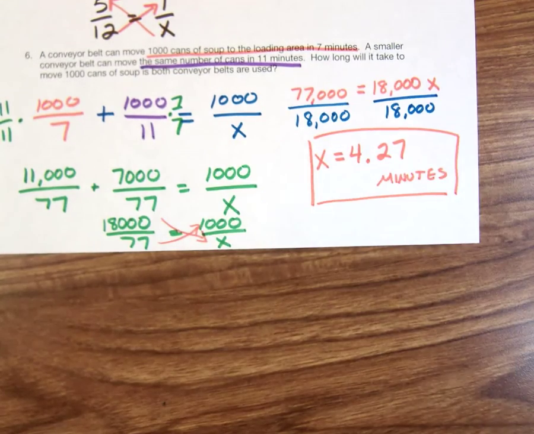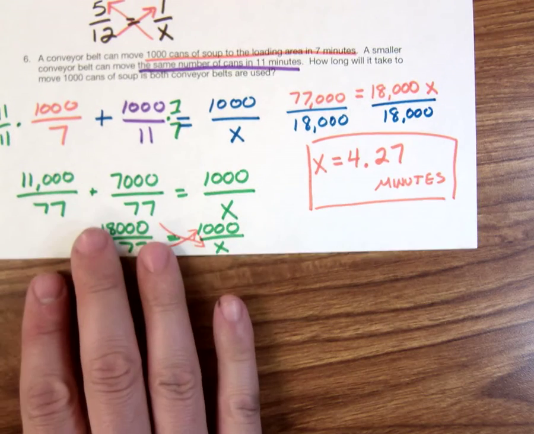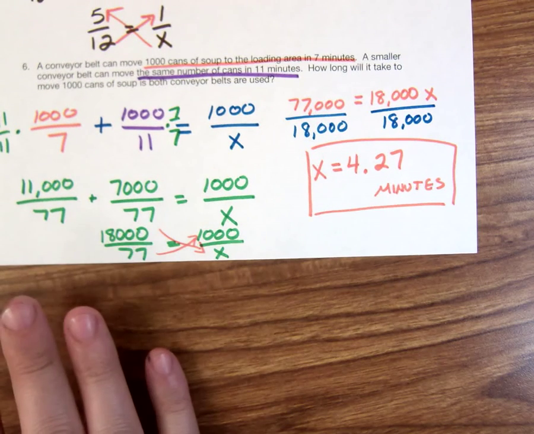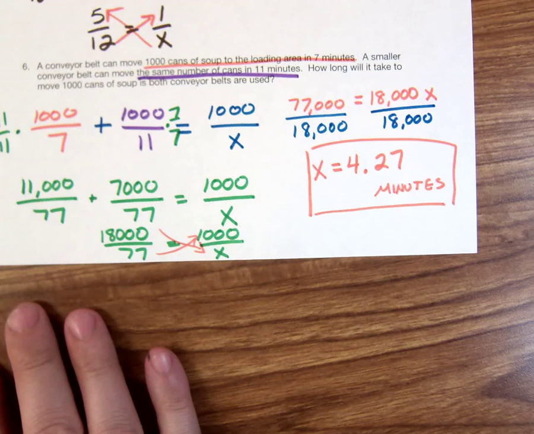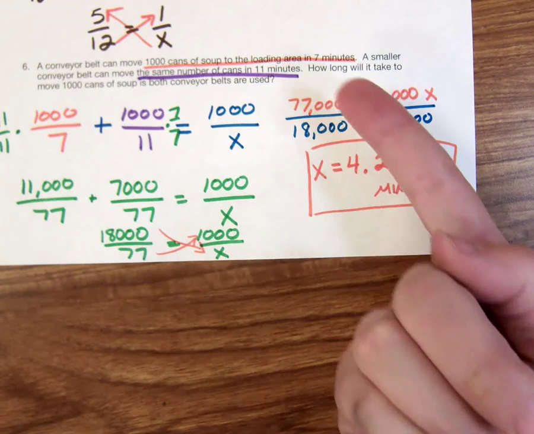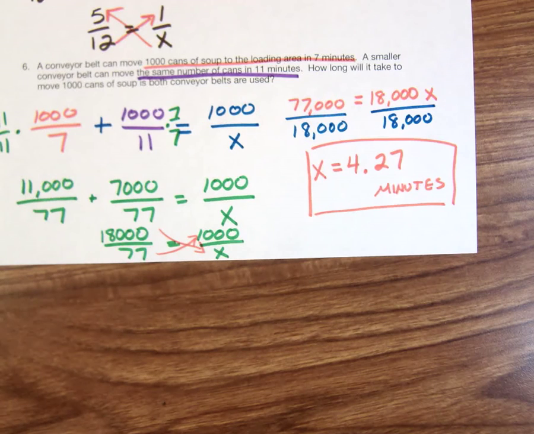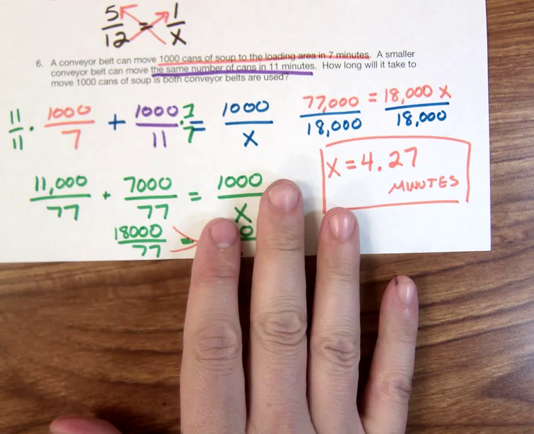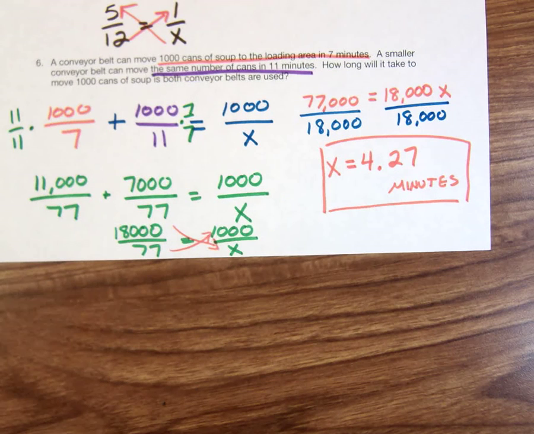It's less time. Are you sure it doesn't make more sense if it's 64? 4.27 makes sense because it's faster than the fastest conveyor belt. Even the fastest guy can always benefit from some help. So it's faster than 7 minutes. That answer makes sense to us.